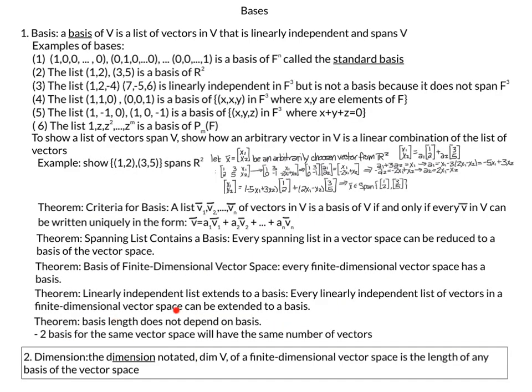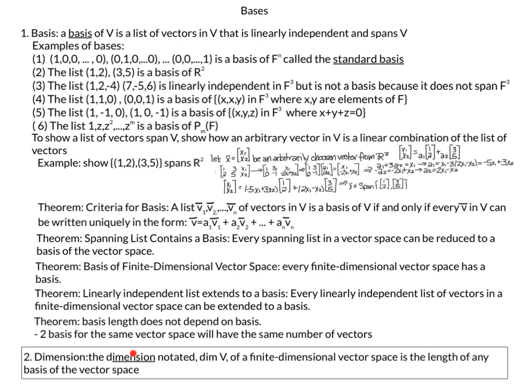Next, we have this theorem. Basis length does not depend on bases. So 2 bases for the same vector space will have the same number of vectors. We are not going to prove this theorem in this video, maybe in the next video, I don't remember. But we will go on to dimension.